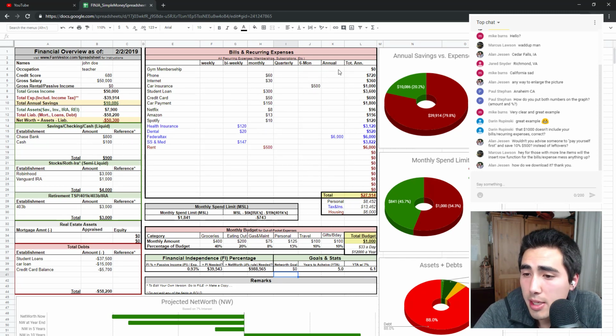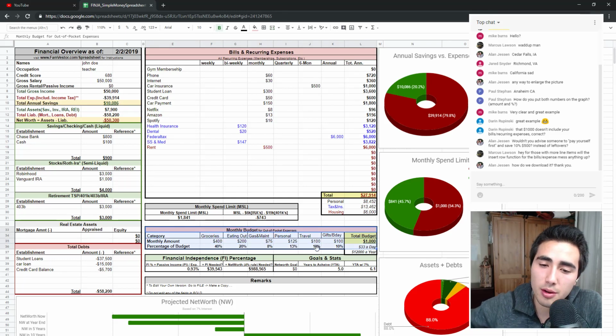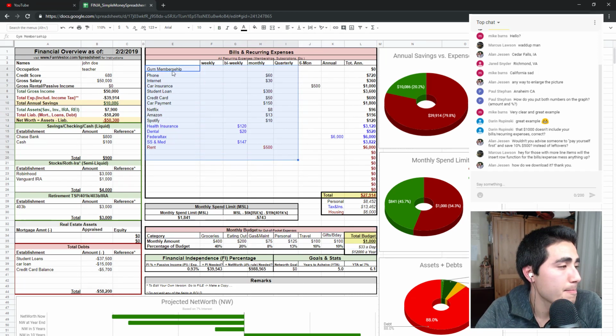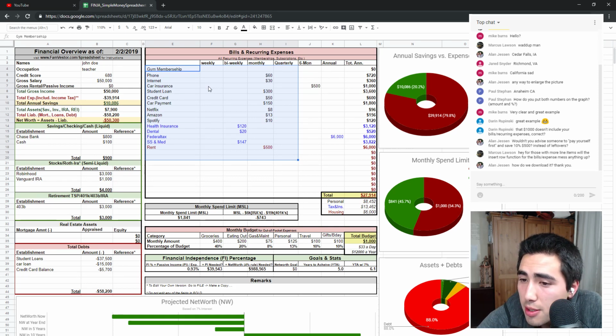Anyway, yes. So the monthly budget's anything that's out of pocket. So anything you're swiping your credit card for or cash for. I guess a lot of these would be set up as automatic payments. Okay, next question.